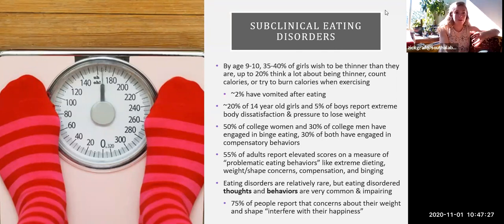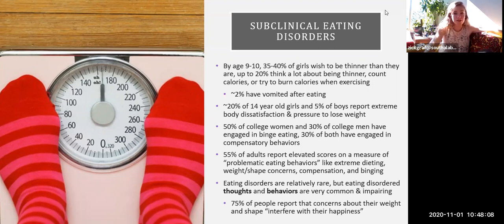So there's a lot of people out there who have subclinical levels of disordered eating behaviors and cognitions with a lot of distress and impairment from those behaviors, but who don't technically meet criteria for an eating disorder diagnosis. And this starts really young. So by age 9 to 10, 35 to 40% of elementary school age girls say that they wish that they were thinner than they are. And as many as 20% say that they spend a lot of time thinking about wanting to be thinner, engage in subclinical disordered eating behaviors like paying attention to calories, counting calories, or thinking about burning calories when they exercise. And as many as 2% say that they've engaged in purging behavior, so vomiting after eating.